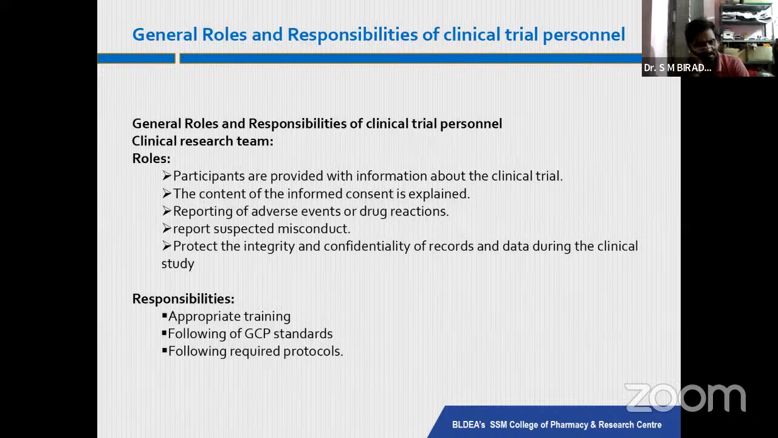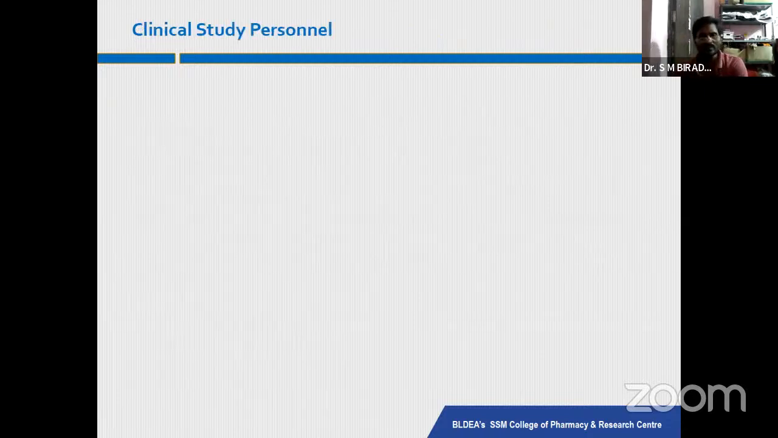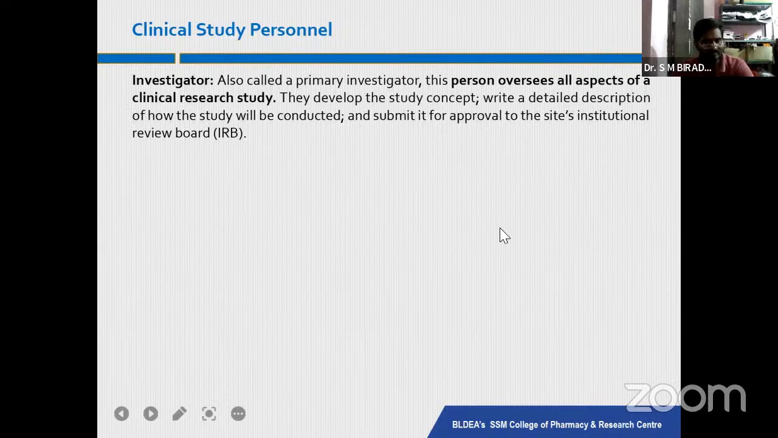Appropriate training should be given to all team members according to their roles and responsibilities. If there is an investigator, he should be well trained in all the procedures involved in the clinical trial. According to their responsibility, each person should be trained first. The team should follow the GCP and ICH standards, and prepare all the required protocols, and the protocol is to be followed. This is in general the team's responsibility.